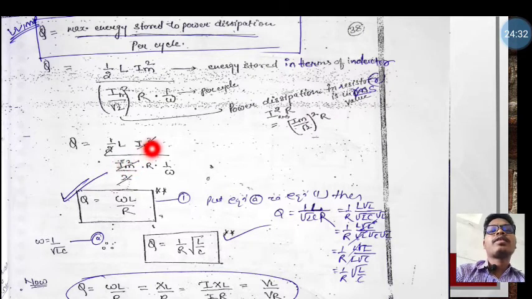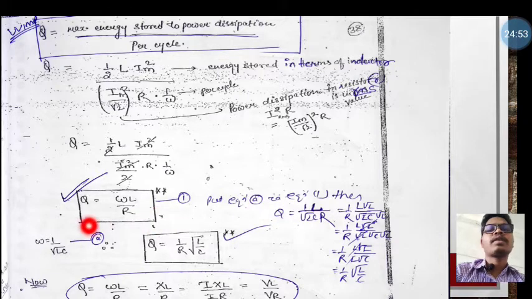Okay, so that's why Im divided by root 2, squared, into R. After cancelling the Im square in the numerator and denominator, that is half L Im square divided by Im square divided by 2 into R and divided by omega, and cancelling the 2 and 2 here, we will get Q, the quality factor, equal to omega L divided by R. So put equation A.